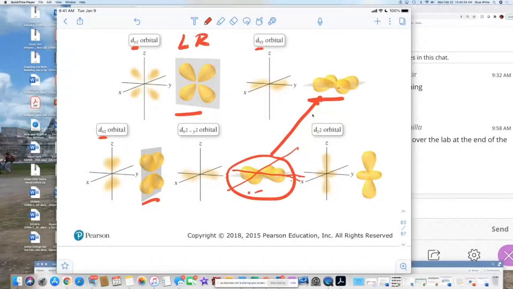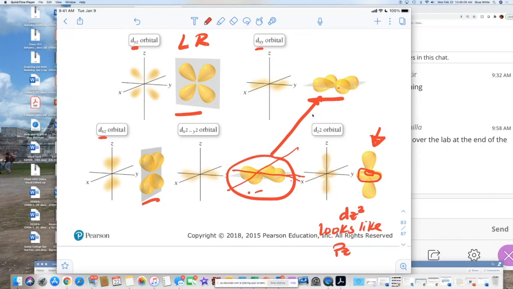And then right here, you want to be able to draw this one. It's natural for them to ask you that because it's the most different of them all. It's a d orbital, right? But it looks like a p orbital. The difference here is it's a d orbital that has a little balloon on its waist. So it's a dz squared orbital. That's its name. It looks like, I'll say here, looks like pz, right?